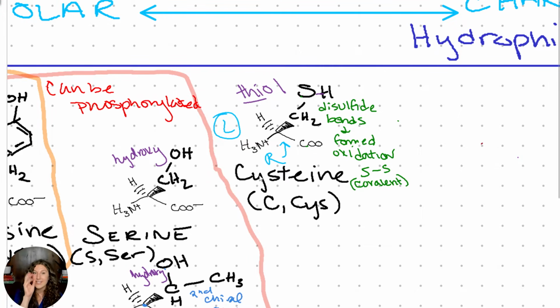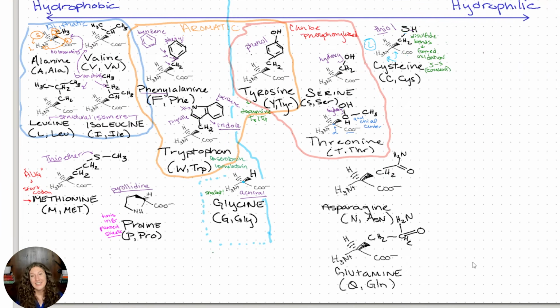So cysteine is LR. All the rest of the amino acids are LS. Again, that's due to sulfur having a higher atomic number than oxygen. Okay, 7 to go. And our last 2 polar uncharged amino acids are asparagine and glutamine.